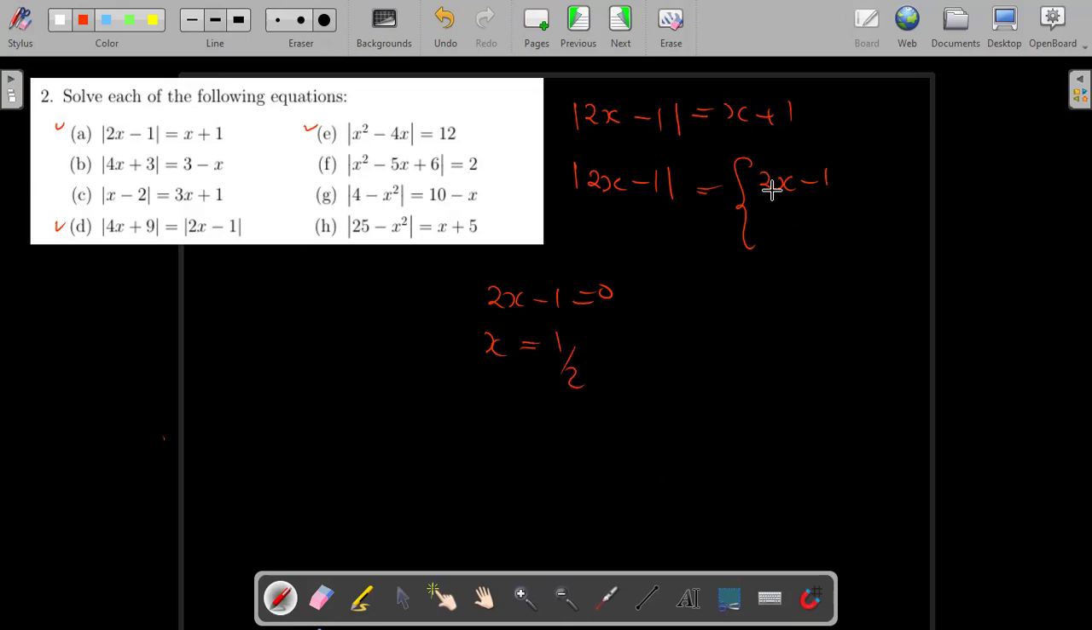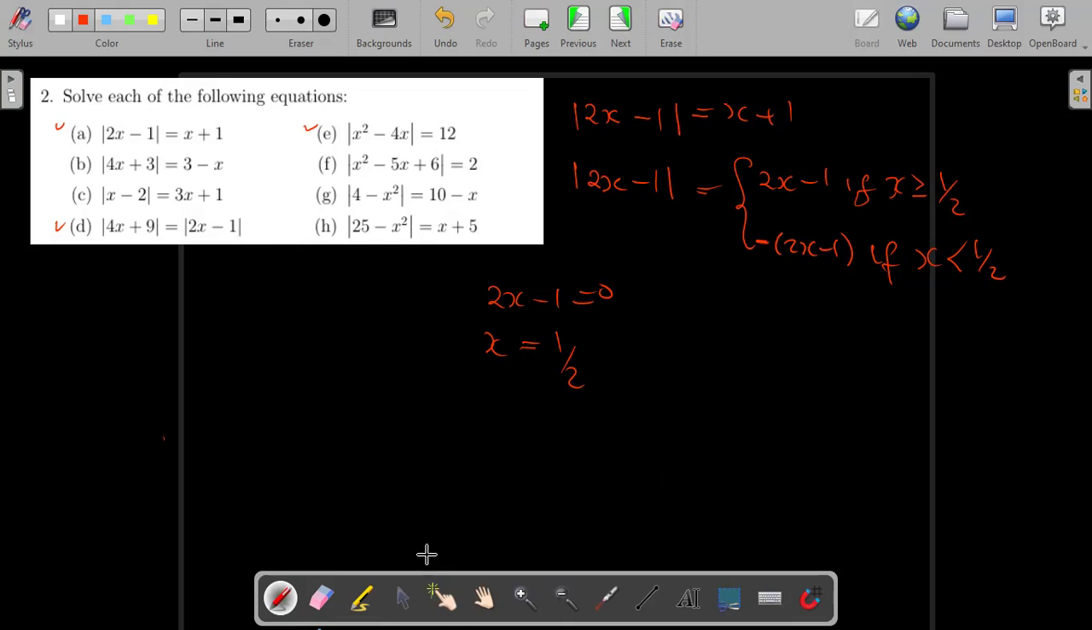So this is 2x minus 1 if x is greater than or equal to half. The other one is negative: negative of 2x minus 1 if x is less than half. This is how you redefine your modulus.